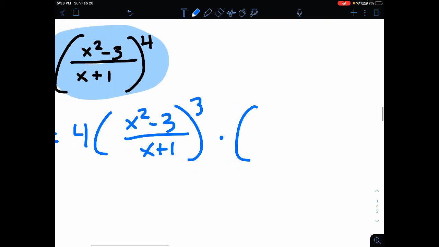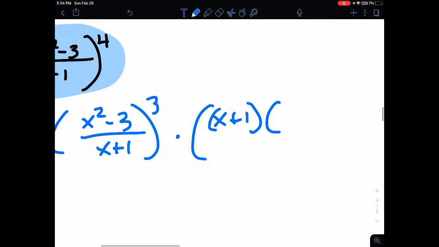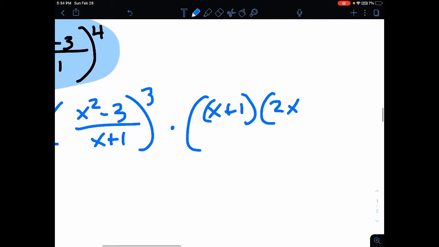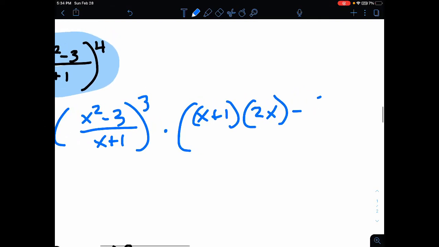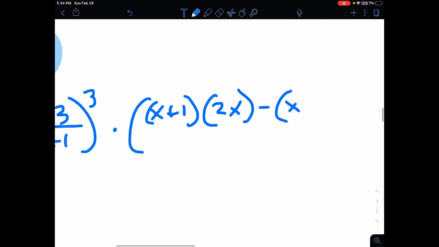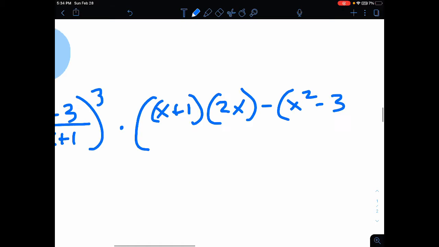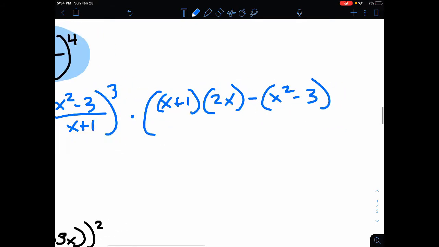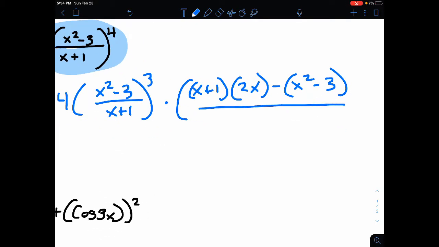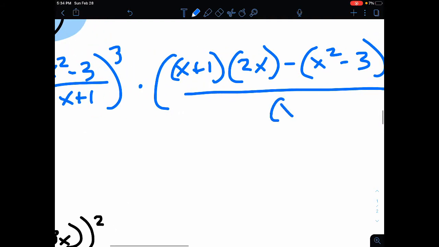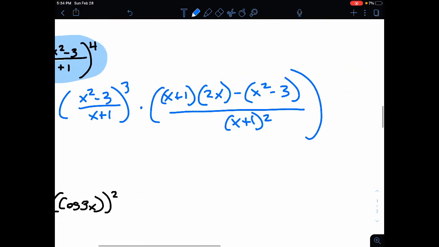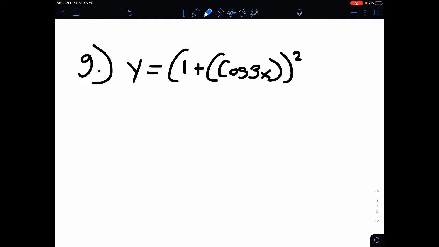So I'm going to do low, derivative of the top, which is 2x, minus high, which is the top, and then the derivative of the bottom is just 1, all divided by low squared. And then you're done.